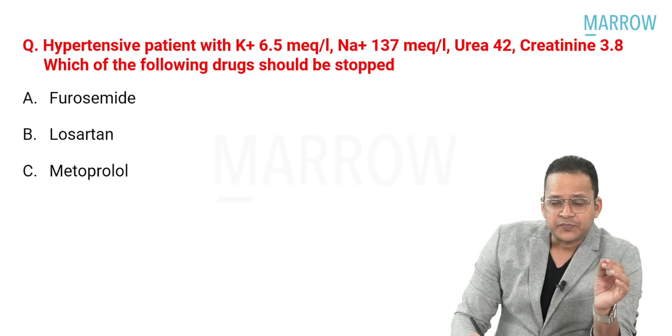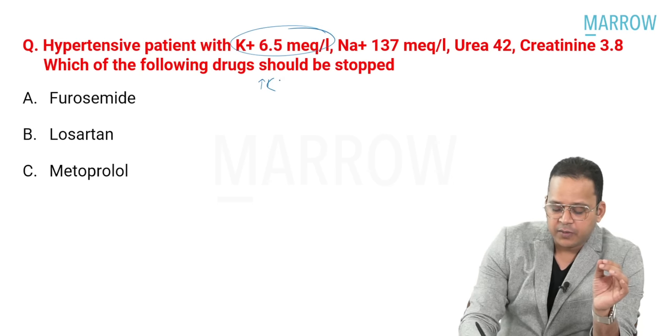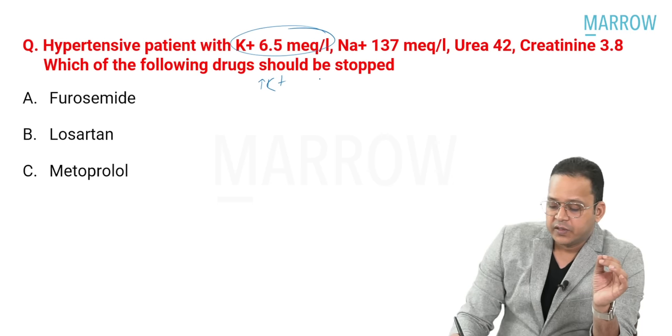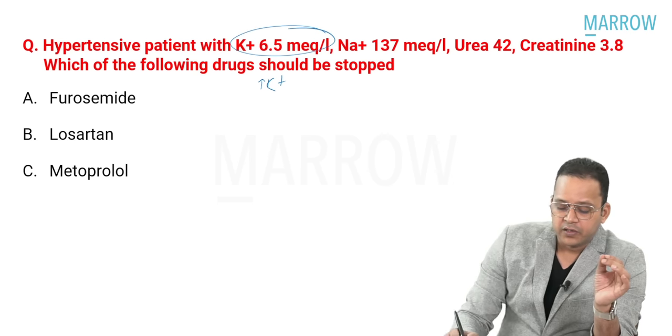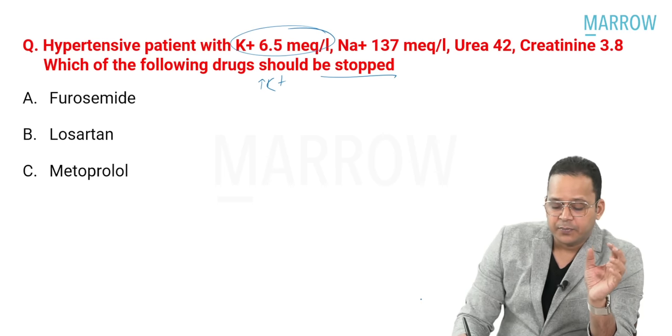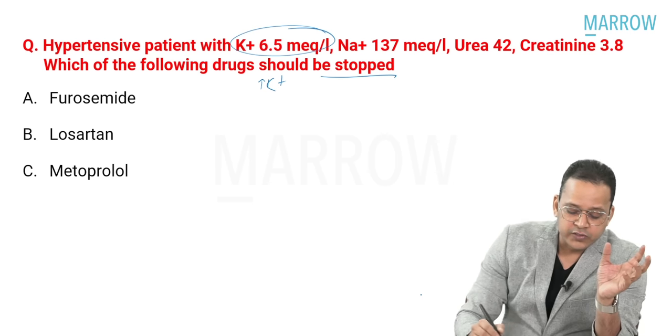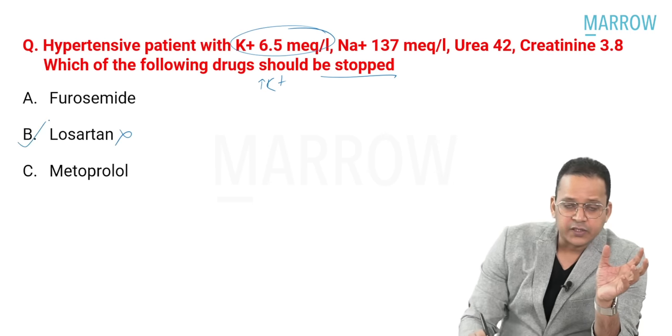Look at the next question. It's an easy one. Hypertensive patient with potassium is high. There is already high potassium, hyperkalemia. Sodium 137, urea 42, creatinine 3.5. Which of the following drugs should be stopped? The clue here is potassium, hyperkalemia. So in hyperkalemia, which of the following drugs should not be used? Furosemide, it can be used. Losartan, it should not be used. So here this is the answer.